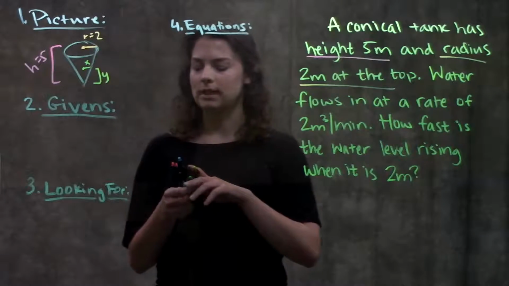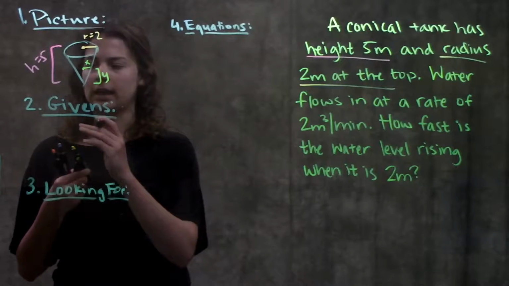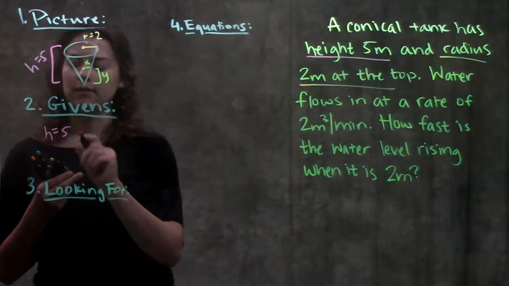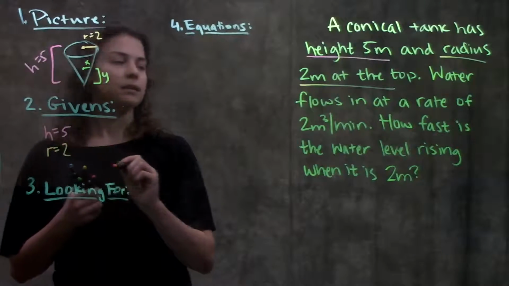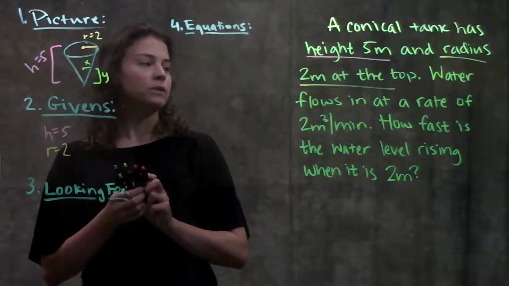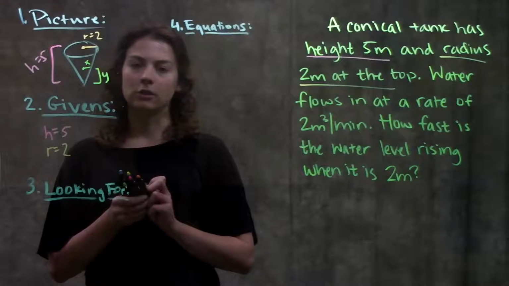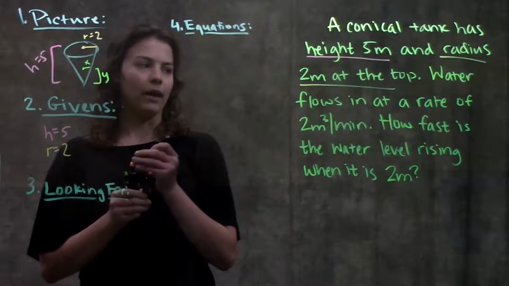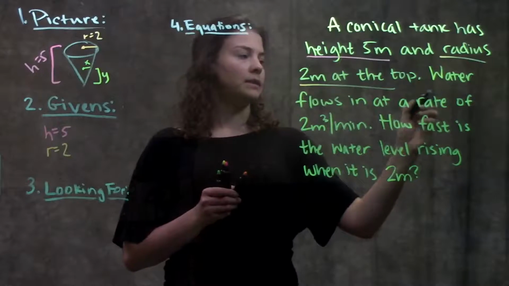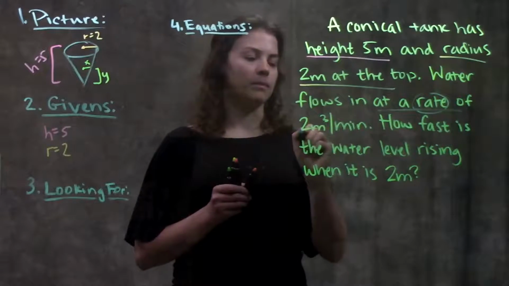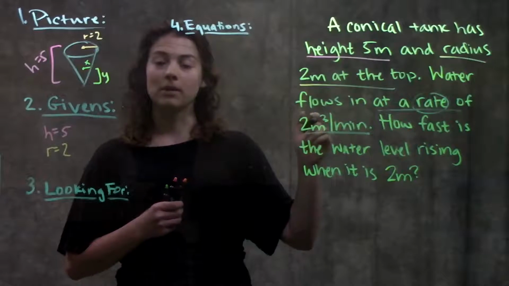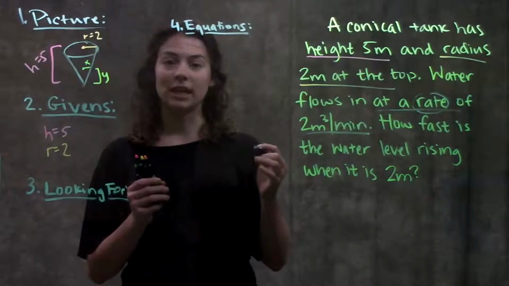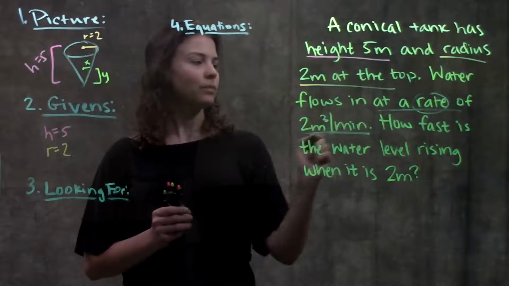Step 2, write down all my givens. This is pretty similar to step 1. I know some of the givens is that my height is at 5, my radius is at 2, and they also tell me that water flows in at a rate of 2 meters cubed per minute. Okay, so they're telling me it's at a rate of 2 meters cubed per minute. Whenever you see this word rate, you want to think derivative, because remember, the derivative is just the rate of change at a specific point.